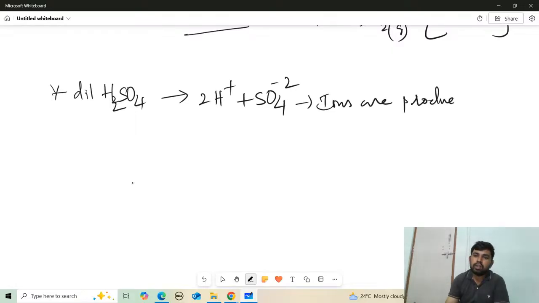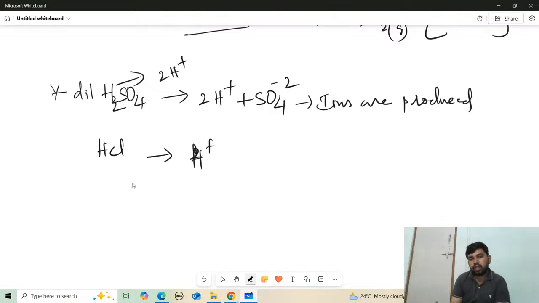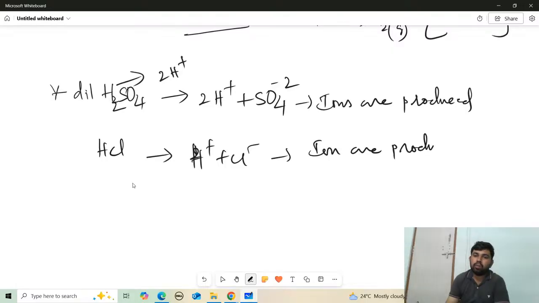So this is an acid, right? I can say H2SO4 is an acid because it produces H plus ions. Similarly, HCl is also producing H plus ions and Cl minus ions. That's why ions are produced. Here also, can we expect the bulb will glow or not, sir? Definitely the bulb will glow.